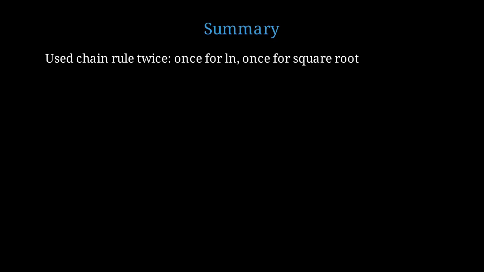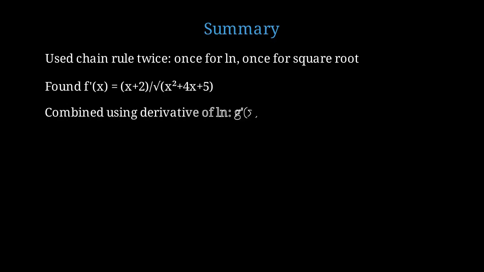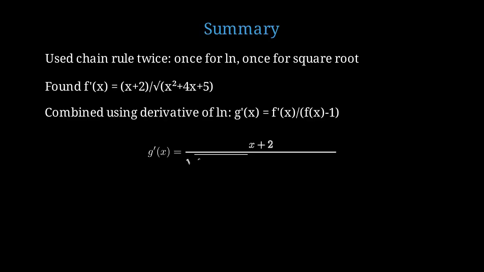Let's review what we've learned about finding this derivative. We applied the chain rule twice, once for the natural log and once for the square root function. We found that f prime of x equals x plus 2 over the square root of x squared plus 4x plus 5. We combine these using the derivative of natural log to get g prime of x equals f prime of x over f of x minus 1. Our final answer is g prime of x equals x plus 2 over the square root of x squared plus 4x plus 5 times the quantity square root of x squared plus 4x plus 5 minus 1.